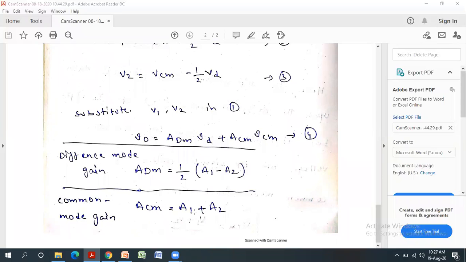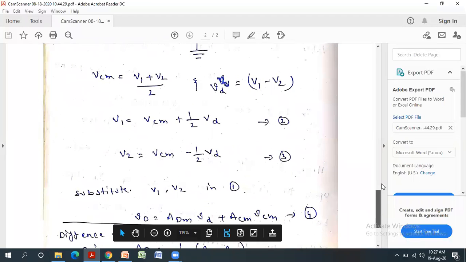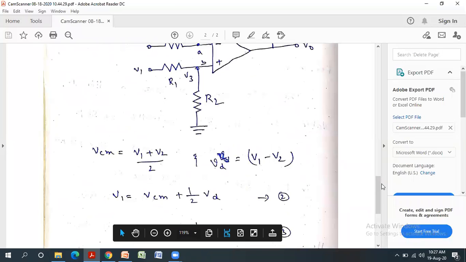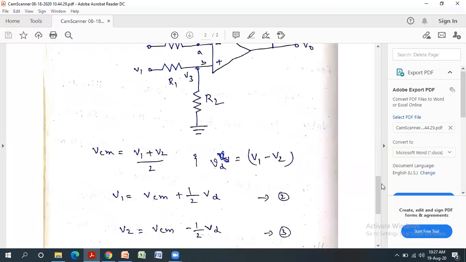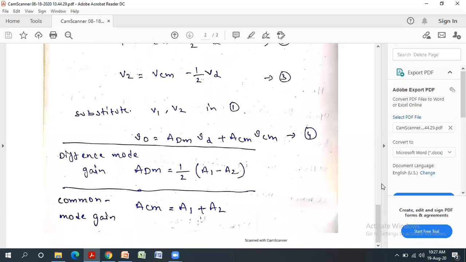Vd is equal to V1 minus V2. So this differential voltage will create a gain at the differential amplifier. That gain is nothing but differential voltage gain, or difference mode voltage gain.